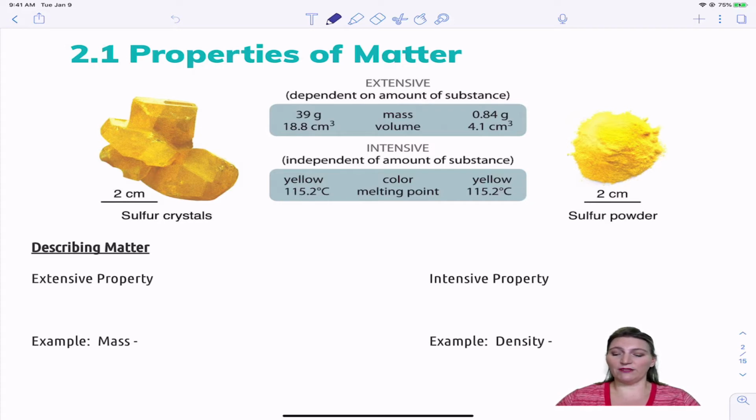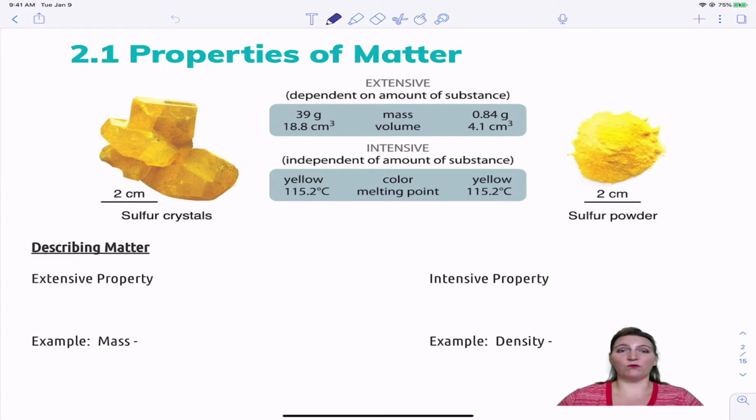If you look at both of the samples, you'll notice that both of them are yellow. Both of them would have the same melting point, but since the sample on the left is sulfur crystals and the sulfur on the right is powdered sulfur, they would have different masses and different volumes. So if two samples of the same substance would have that same property, we would call that an intensive property because it's intensive. It is inside. It is part of what makes sulfur sulfur is that it is yellow.